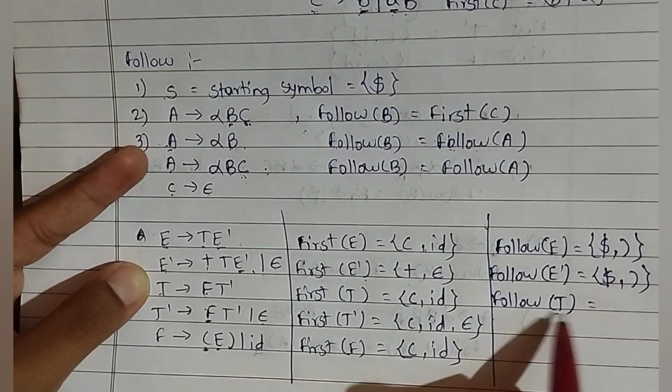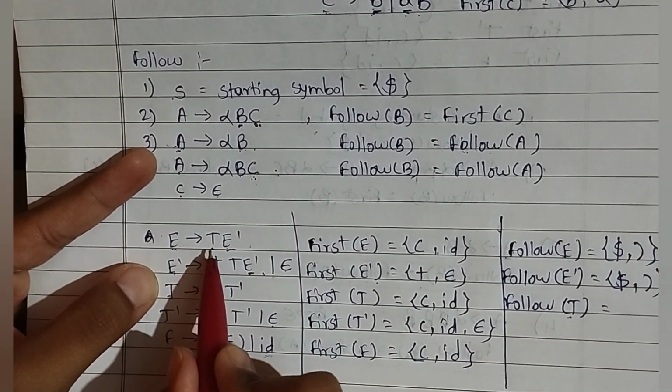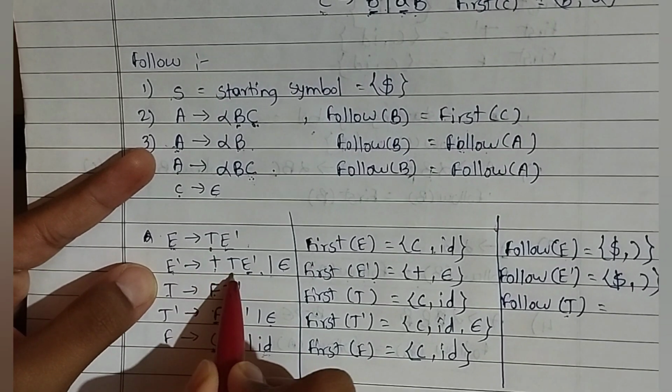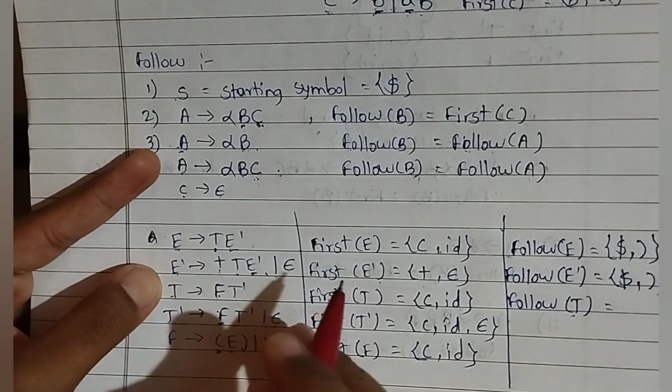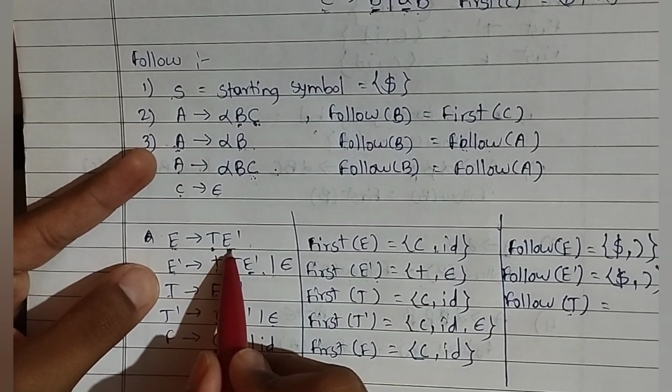Now follow of T, same procedure. See where is the T present? At the right side. So here is the T present, here is T, and yes, now this T is followed by E dash, and E dash is the non-terminal.